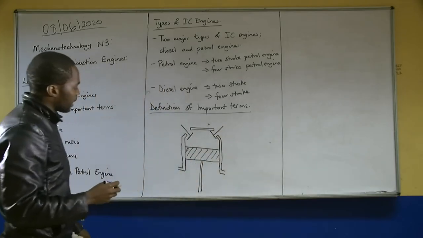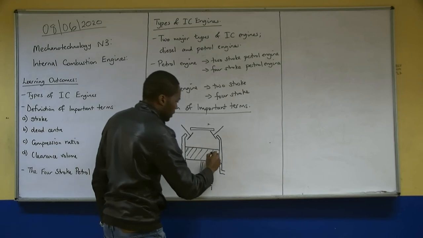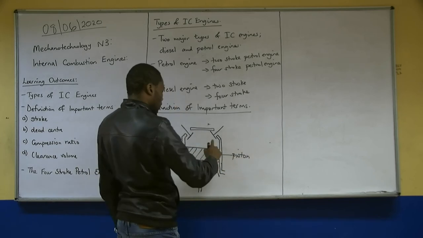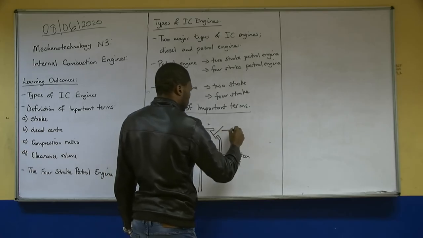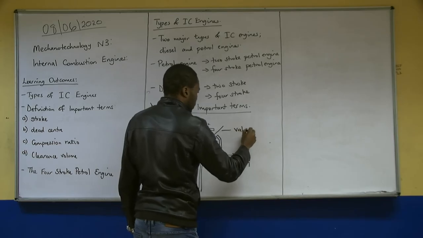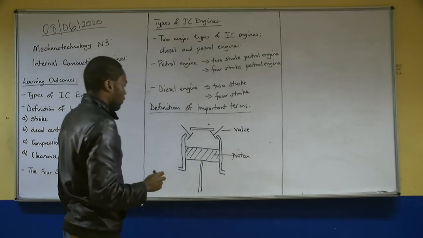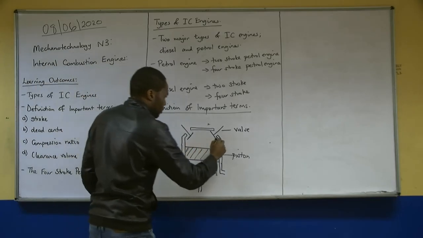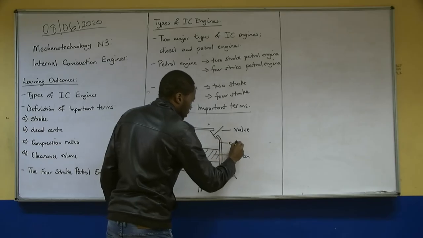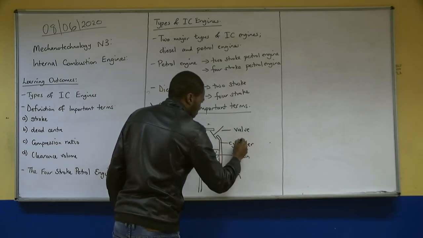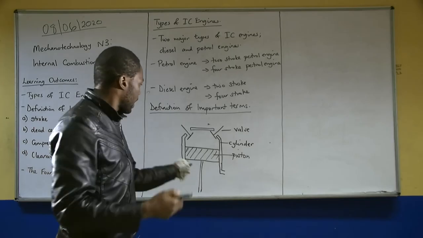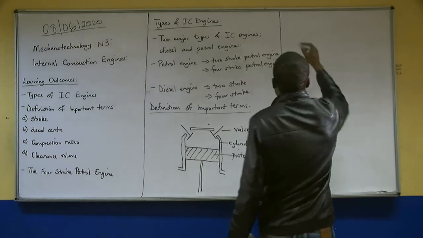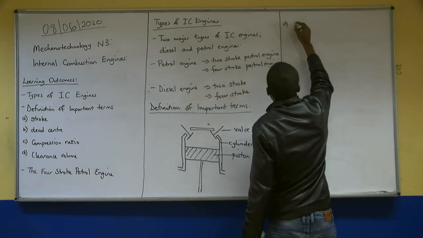This is a simplified diagram of a cylinder. This is our piston. These are our valves, the outlet and the inlet valve. This one is our cylinder. This is the simplified diagram of our cylinder there. Right, so now let's go to our definition.